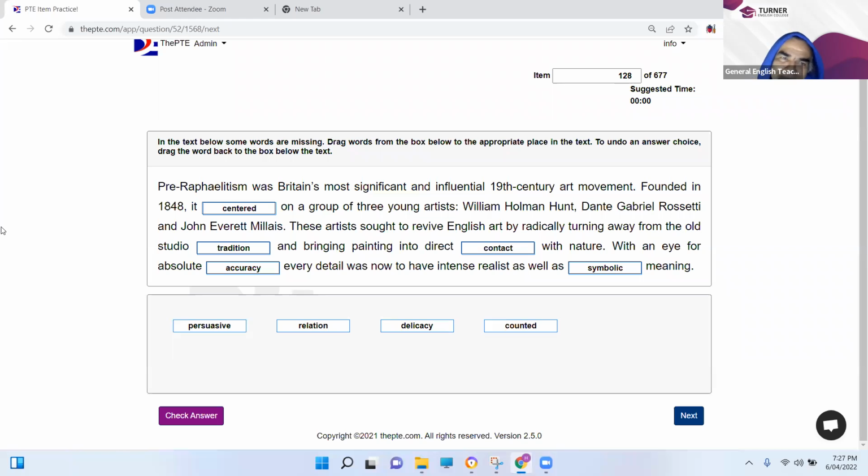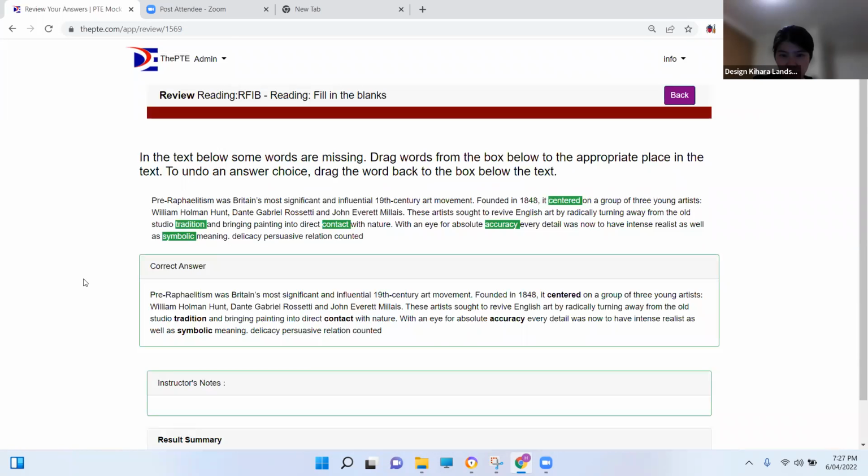So there we go. Okay, let's check. Very good. So it's centered on. Center here means focused. Excellent. Very good.